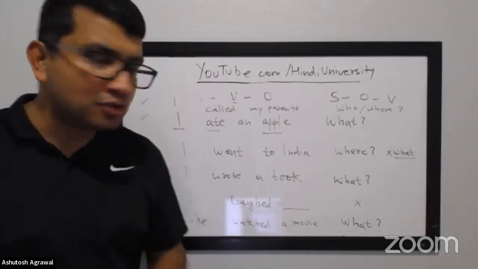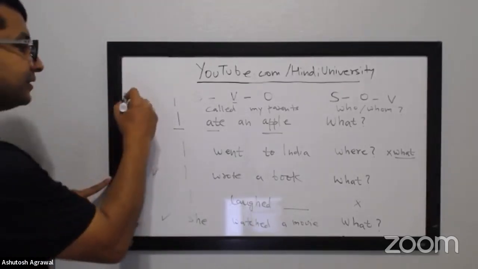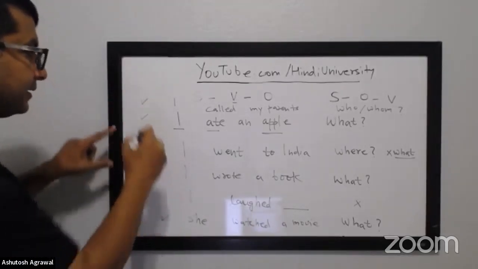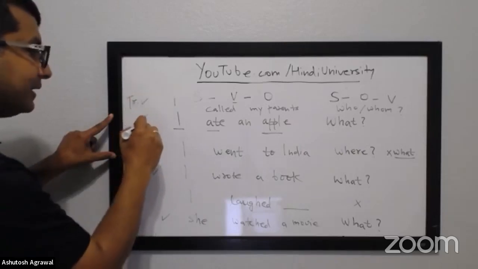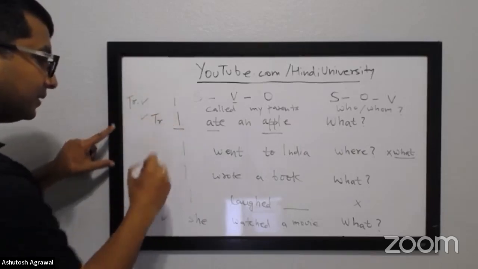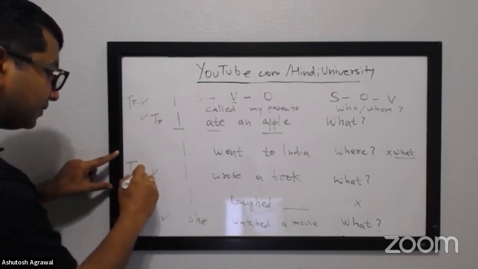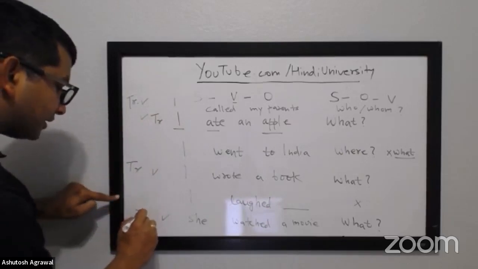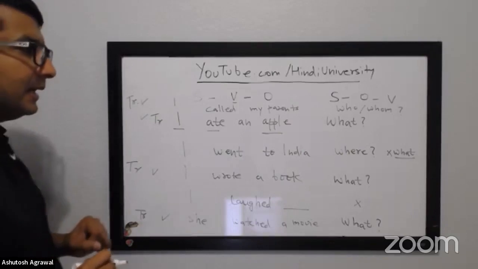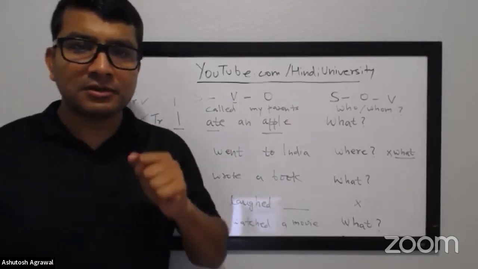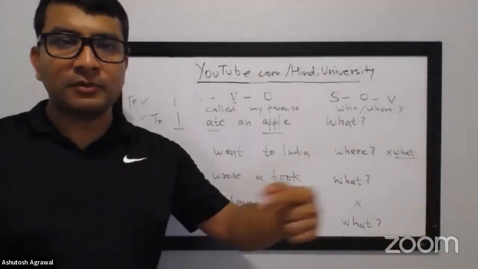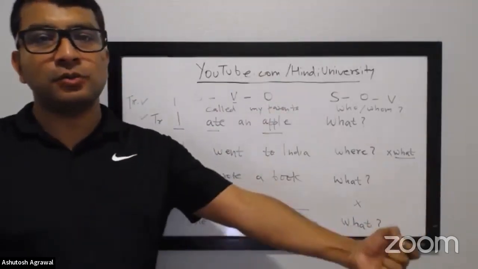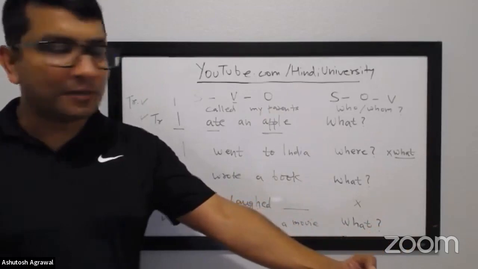Those verbs are called transitive verbs. So in these sentences you have this transitive verb. I'm going to write tr. This is also a transitive verb, and washed is also a transitive verb. These are called transitive verbs because it reflects passing over, meaning the action is passing over from the subject to the object.